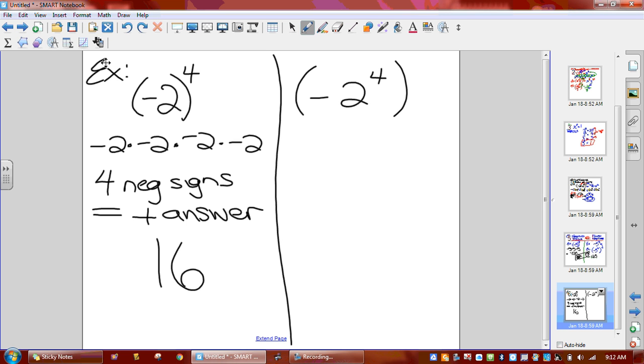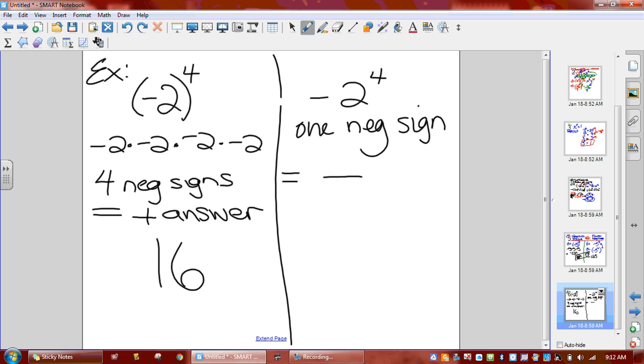Remember, if it's a negative base, the base only is on the inside. All right, so these brackets mean nothing to us, so I'm just erasing those. So we have one negative sign here, so the answer has to be a -1, and it'll be the -16. So that's the difference between a negative base and a negative floater.